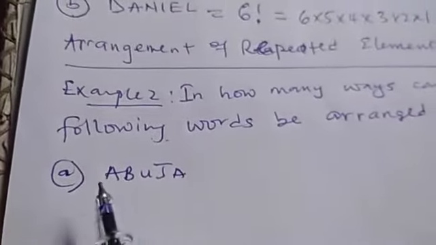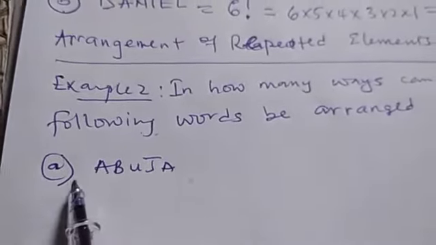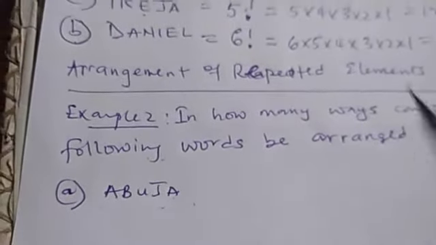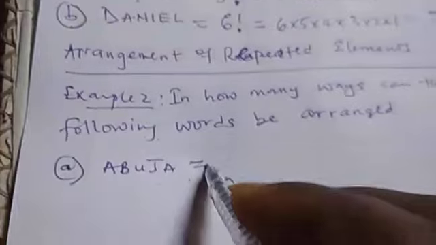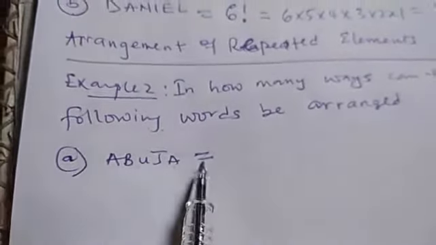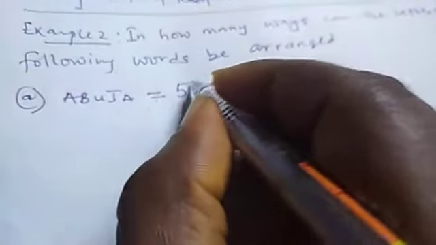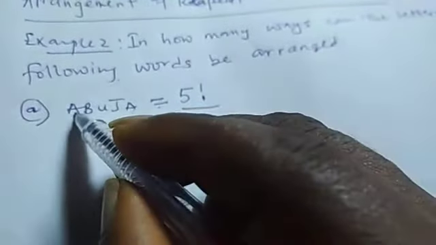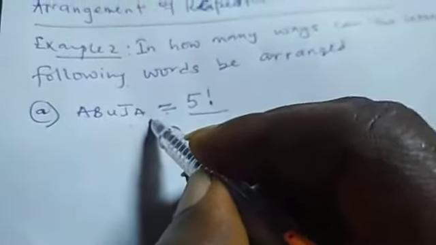Now, Abuja, you observe here that A occurred twice. So A is repeated. In that case, how do you do this? Count the letters as usual. I have 5 letters there, so as usual, I'll put 5 factorial. Then I'll count the number of letters that are repeated. A is repeated, but twice, just twice. So I'll say over 2 factorial.